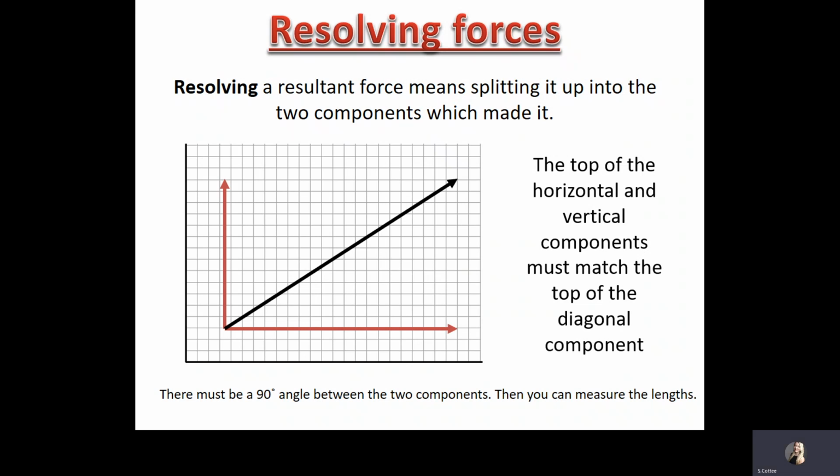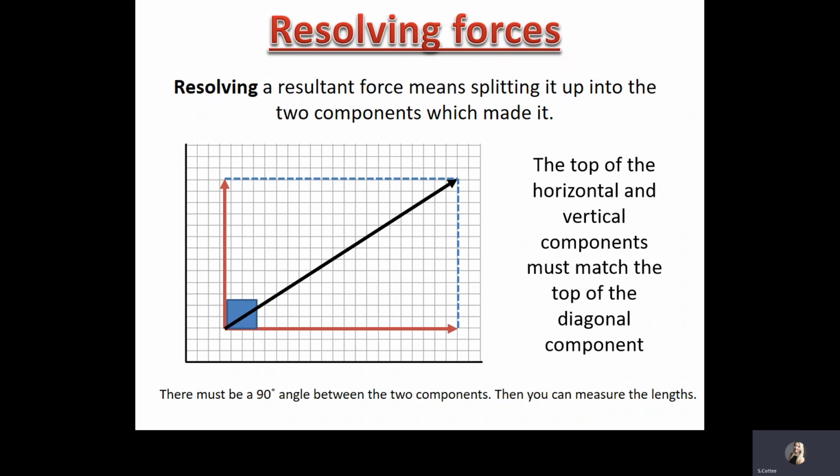You also then need to figure out how long these sides need to be. The tops of the arrows that create the two red vectors here cannot be any longer than the top of the diagonal component here. Again, that's easy to do when you have a grid or a piece of graph paper to work with. Remember that these two vectors must be at right angles to each other.